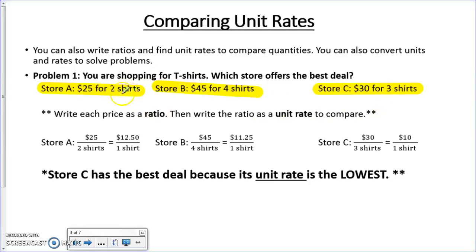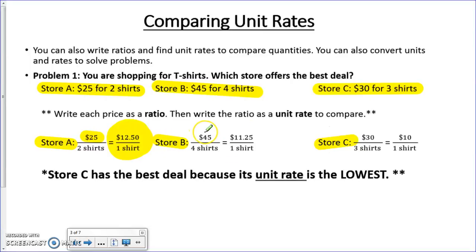So a lot of this can seem like common sense. We can't determine right now which store has the best deal because their prices are for different numbers of shirts. So if we create a ratio, Store A looks kind of like a fraction, $25 for 2 shirts. And if we divide 25 divided by 2, we would get $12.50 for 1 shirt. We could do the same for Store B and Store C.